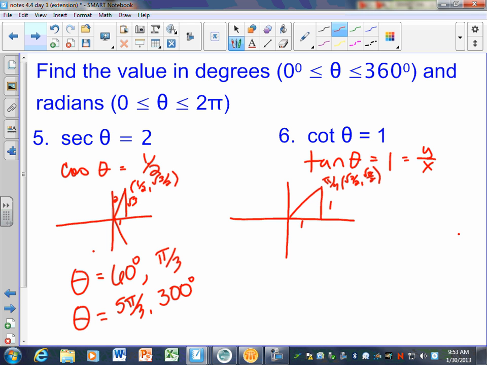And so just like part of your test that you took, there's not really a lot of work to show except for maybe drawing a little picture. It's about knowing those values, which is why it's so important that you still know your unit circle or your triangles. And do you agree in quadrant 1, tangent would equal positive 1? Which would be pi over 4, or what is that in degrees? 45 degrees.